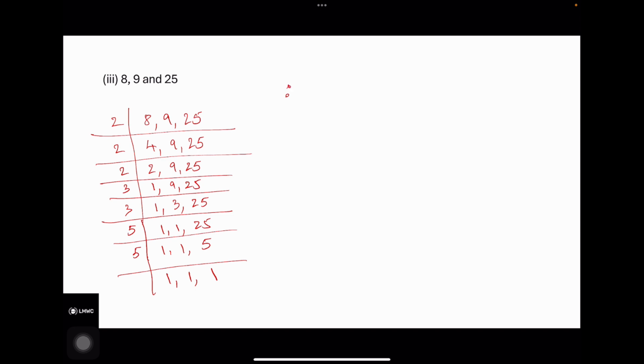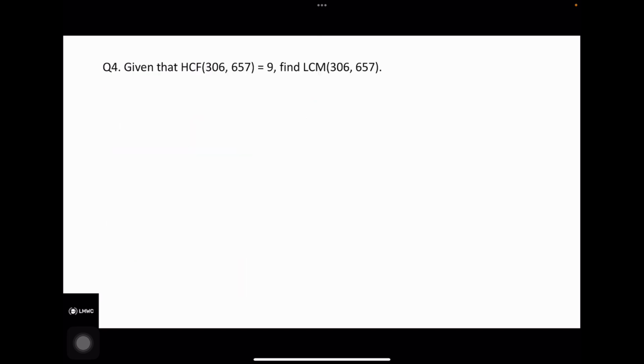So here our HCF is, since we do not see any common factors in this prime factorization method, so definitely it will be 1. And for the LCM, we take the product of these numbers, so we are going to get the LCM as 1800. So moving forward to the next question.